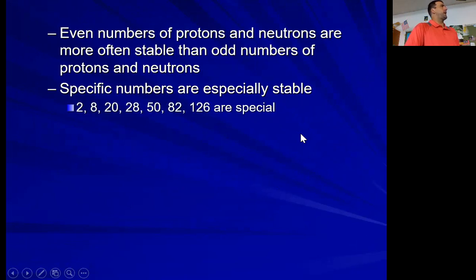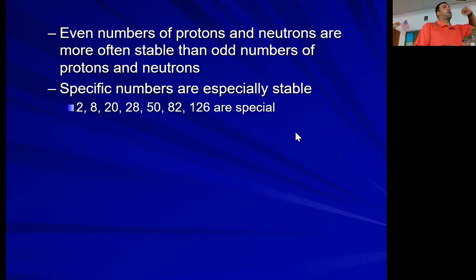2, 8, 20, 28, 50, 82, and 126. This is either protons or neutrons. The stable ones of those numbers are either protons or neutrons. I remember 82 being stable for one reason. That's lead. And you're going to find out that lead is where stuff stops most of the time. Don't ask me why, and you'll notice all those aren't even numbers, are they?